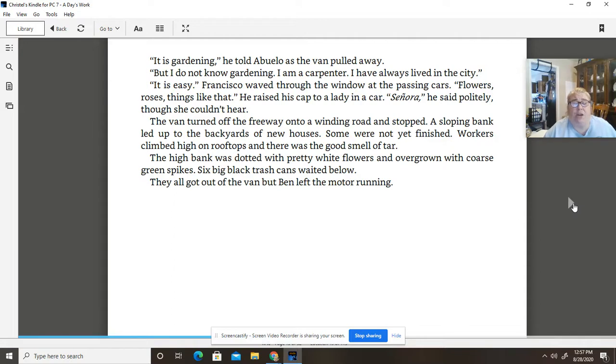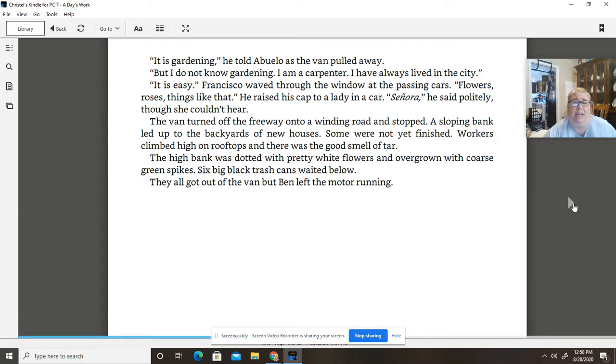The van turned off the freeway into the winding road and stopped. A sloping bank led to the backyards of new houses. Some were not yet finished. Workers climbed on rooftops, and there was a good smell of tar. The high bank was dotted with pretty white flowers and overgrown with coarse green spikes. 6 big black trash cans waited below. They all got out of the van, but Ben left the motor running.